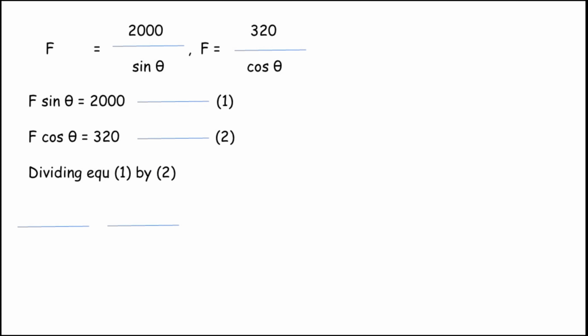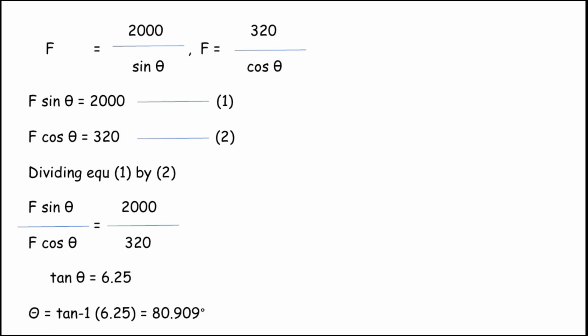Now I am going to divide equation 1 by 2. So it becomes F sine theta equal to 2000 divided by F cos theta equal to 320. I am cancelling the F on both sides, and sine by cos is tan theta equal to 6.25. Now I am transferring the tan from left to right. It becomes tan inverse, so theta equal to tan inverse 6.25. The value of theta is 80.909.